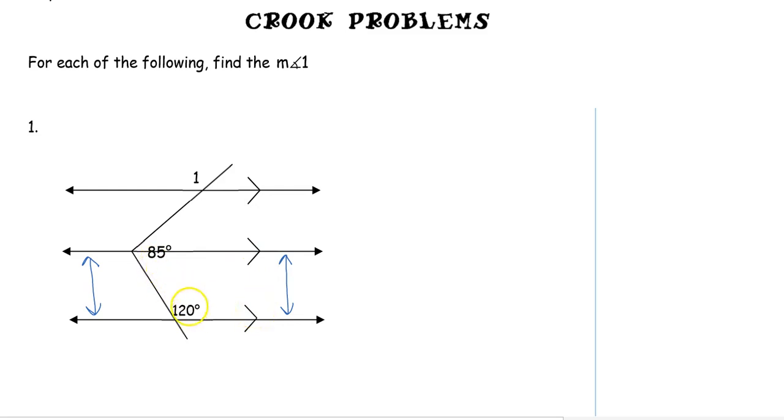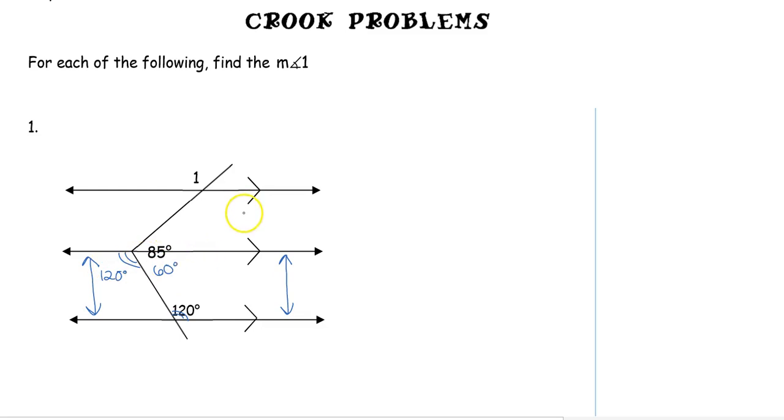I can either use same side interior relationship or I can use alternate interior angles. Those are pretty much the two basic angle relationships you're going to use. Alternate interior is a congruent relationship. Same side interior is a supplementary relationship. You could use the alternate interior relationship and then use your supplementary, or you can use same side interior. Either way, you're going to end up with this angle right here being 60 degrees.